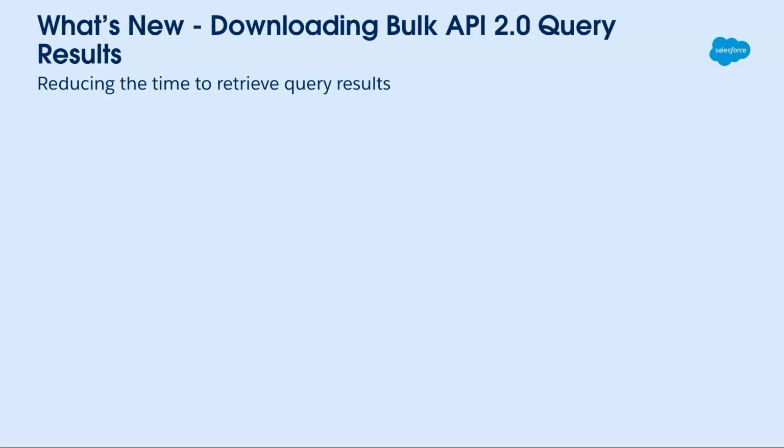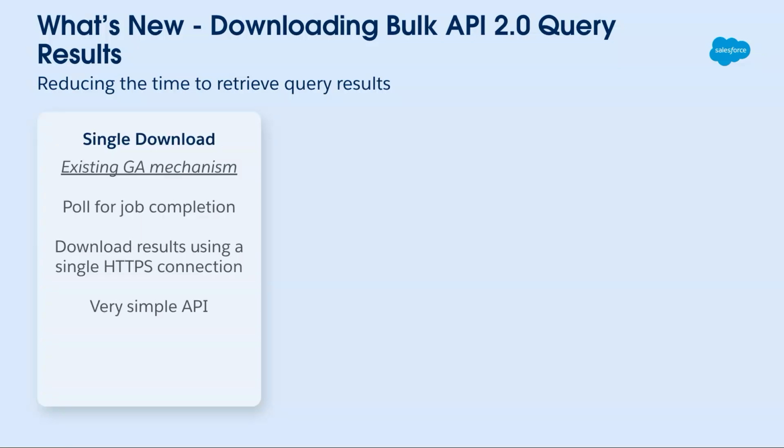So what's new here? It's really about how you can download the Bulk API 2 query results quicker. I'm assuming you're using Bulk API 2 or you're interested in using Bulk API 2 because you're here. So today, when you use Bulk API 2, there's a single download mechanism. You create your job, you then poll the job to see if it's complete. Once the job is complete, you can actually download the results. The results are in a series of result sets, and it's a single HTTPS connection that you download these result sets. It's a very simple API.